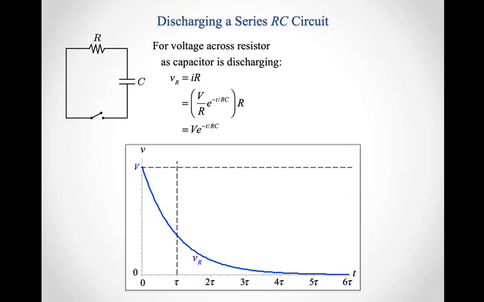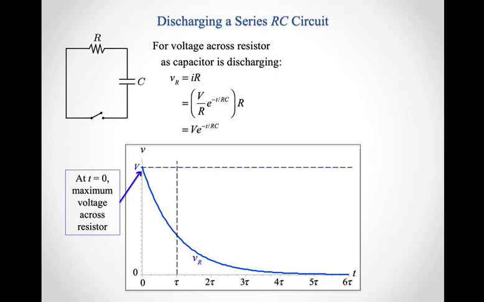Once we know the current, we can calculate the voltage across the resistor as our capacitor is discharging. Again, that's just going to be given by the voltage of the resistor is equal to the current flowing through the resistor times the resistance of the resistor. And so when we plug that in, again, we get the same solution we did before. It's just that, again, V here is the initial potential difference between the plates of the capacitor.